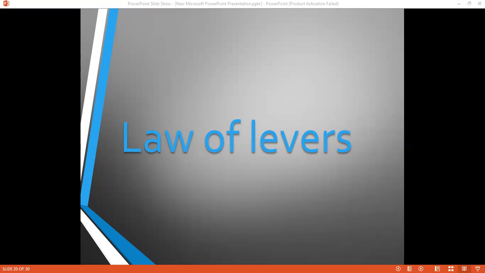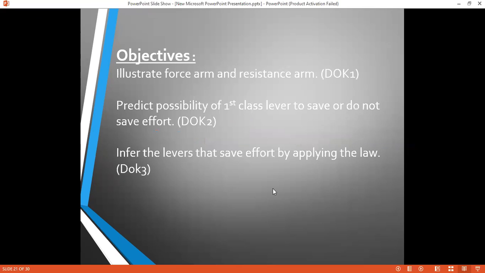As you can see, we're gonna illustrate effort arm and resistance arm, predict the possibility of first class lever to save or not save effort, and infer the levers that save effort by applying the law. Are you ready to start?